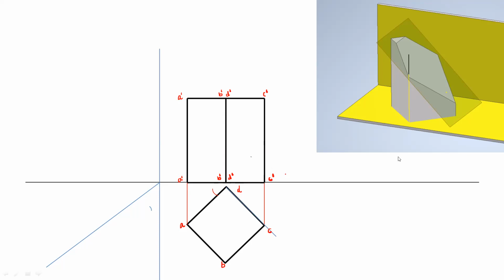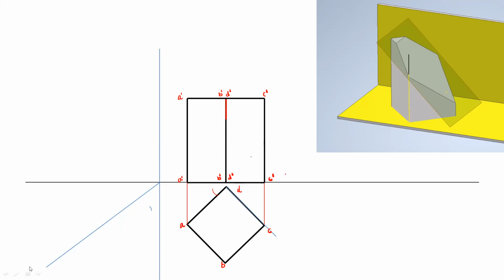Now the next part is we have to show the position of the section plane. If you observe from the front view, it will appear as a straight line, and it is inclined to the horizontal plane. That section plane intersects the axis of the prism at 20 mm distance with respect to the top base. So just mark that distance from this B dash D dash point, 20 mm. And from this point, you can draw the inclined line.